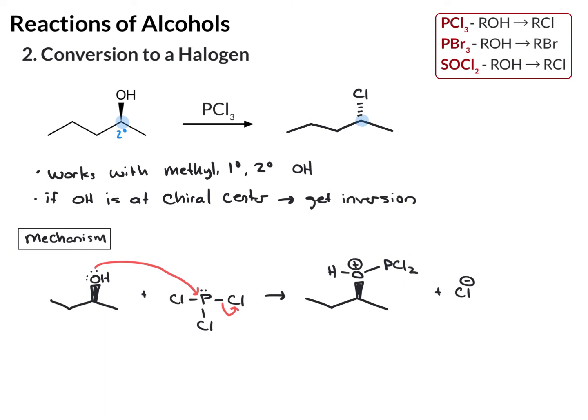So now we have this attached. Now Cl- will act as a nucleophile. And because this is SN2, this attacks from the backside. And you'll lose your oxygen group as the leaving group. So now the products we get, we've added the Cl, and then the byproduct is this HOPCl2.